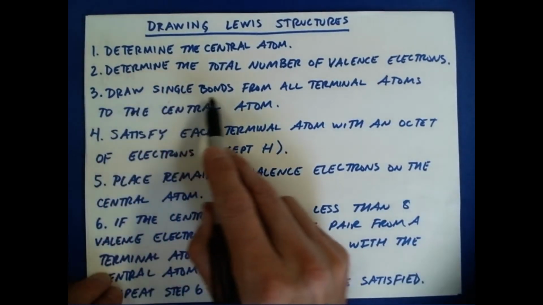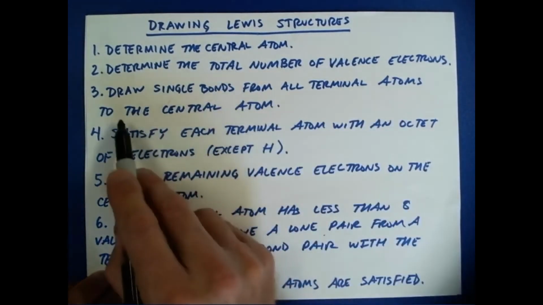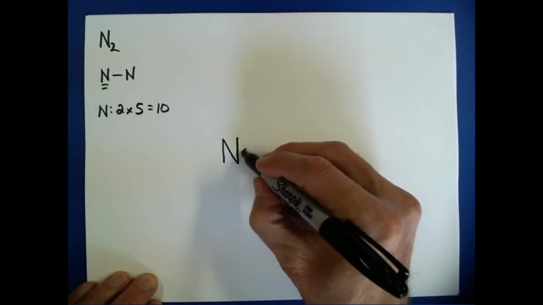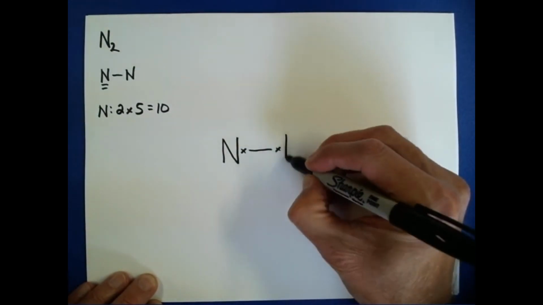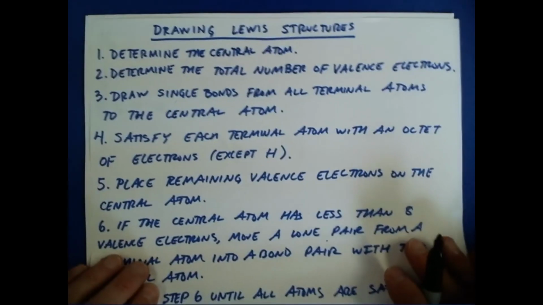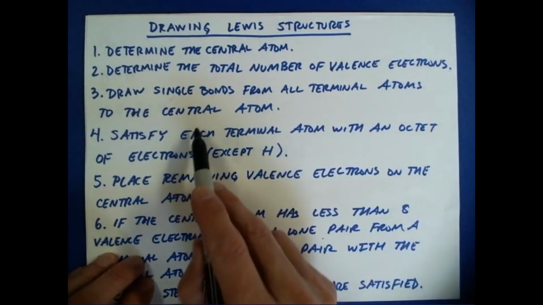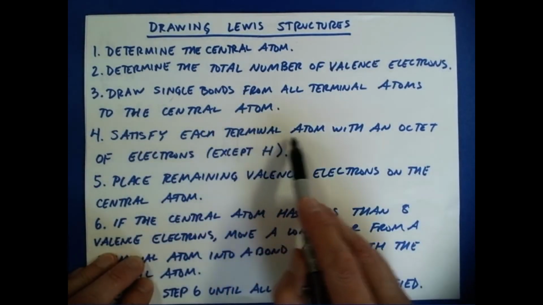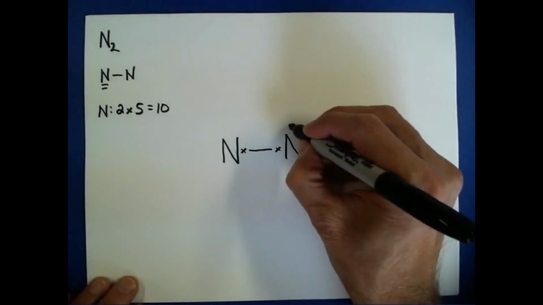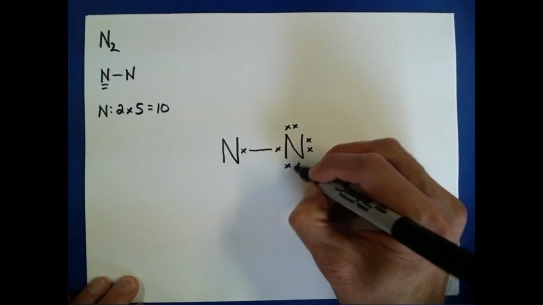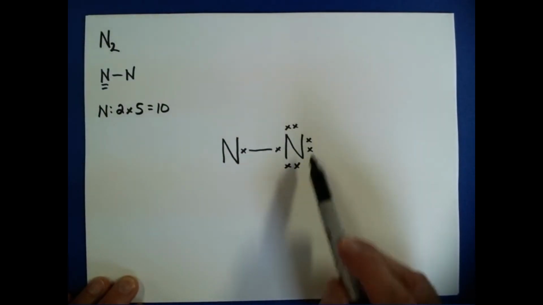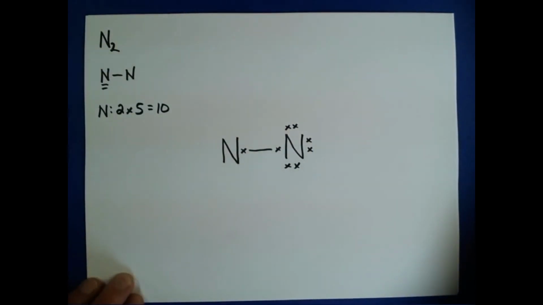Now I'm going to draw a single bond from my terminal atom to the central atom. So I'm just going to take my central atom, draw a single bond to my terminal atom. Doesn't matter which one's which, it's going to work out either way. So I've taken care of that. Now I need to satisfy my terminal atom with an octet of electrons. So here's my terminal atom. Let's give it 1, 2, 3, 4, 5, 6 more electrons, and that'll make this feel like it has 1, 2, 3, 4, 5, 6, 7, 8 valence electrons.